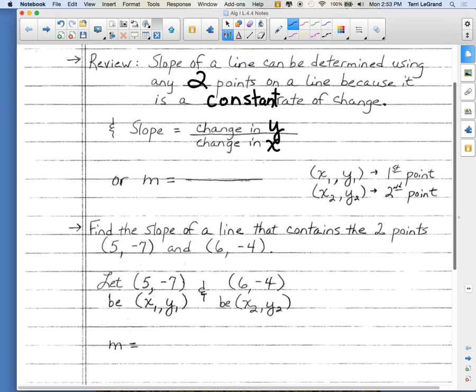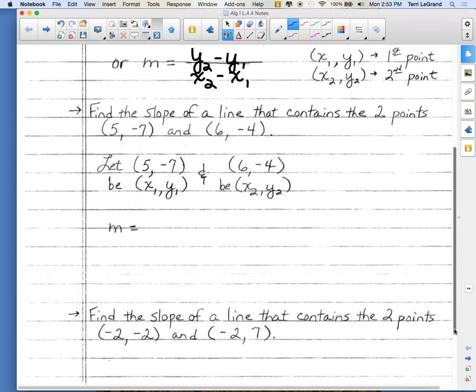Or, as we just said, the formula is m equals, m being slope, y sub 2 minus y sub 1 over x sub 2 minus x sub 1. X sub 1, y sub 1 really being one of your points. You called your first point. X sub 2, y sub 2 being your other point. You could call it your second point. So we're going to use that formula a lot this year.